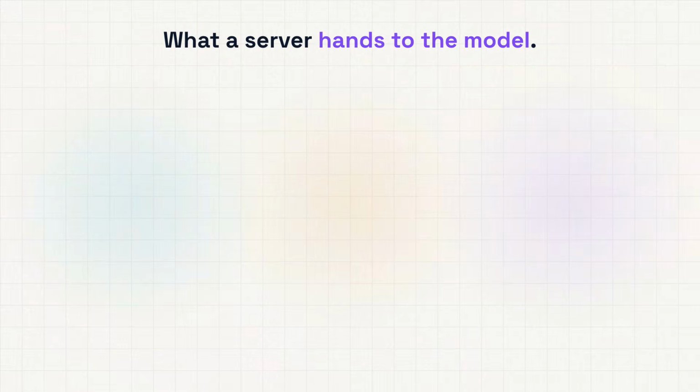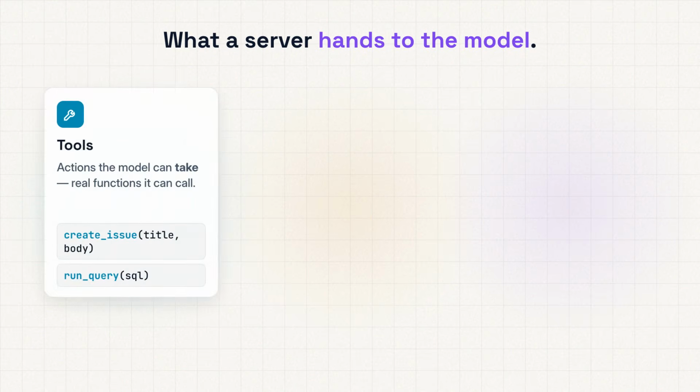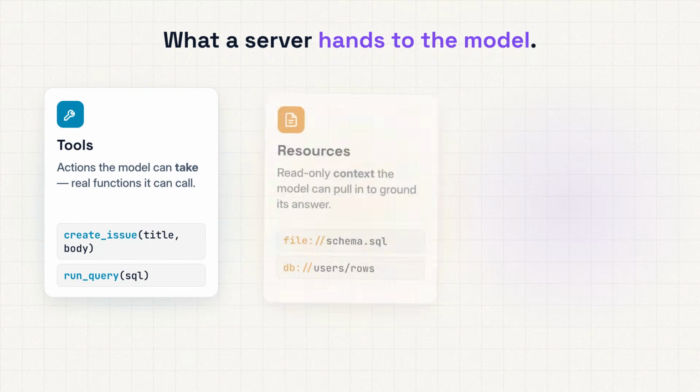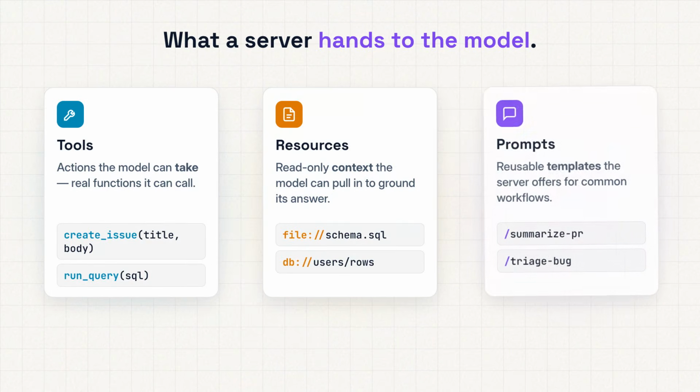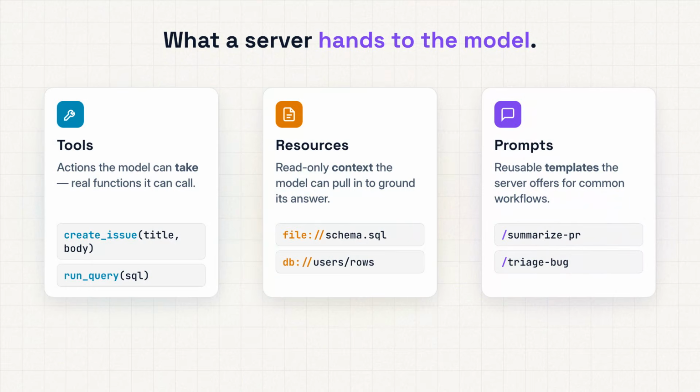Okay, so a server wraps a tool. But what does it actually hand to the model? 3 kinds of things. First, tools. These are actions the model can take, real functions it can call, like create an issue or run a query. Second, resources. This is read-only context, files, database rows, documents the model can pull in to ground its answer. Third, prompts. These are reusable templates the server offers, so common workflows come ready-made.